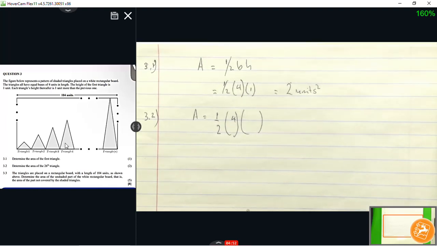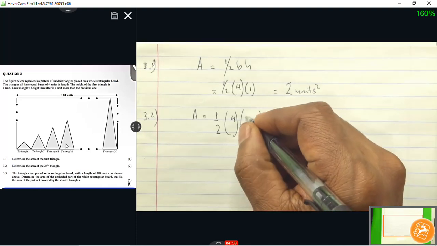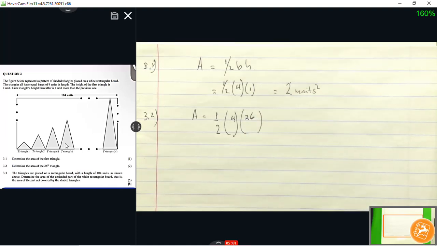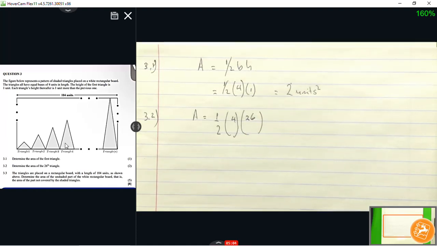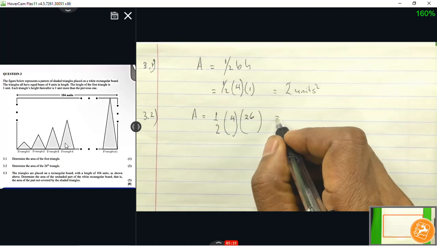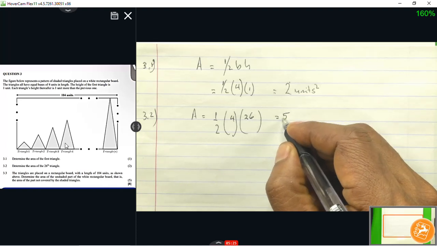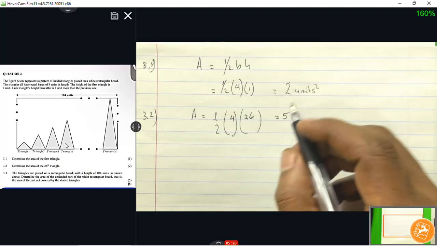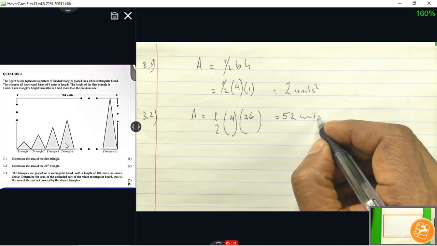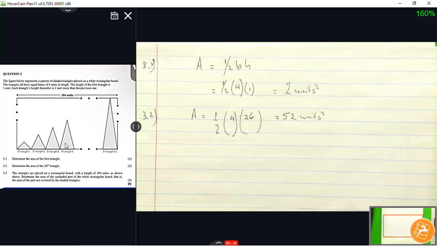So each triangle's height is basically the same as the position of that triangle. So triangle 4 has 4 units high, so triangle 26 will have 26 units. So now, same thing. It means now I'm going to have a half times 4, which is 2. Then I'll have 52, isn't it? Times 26. So I'll have 52 units square. Easy peasy.